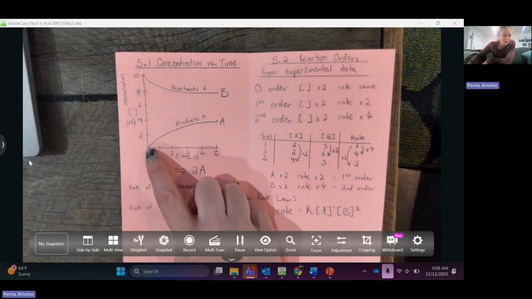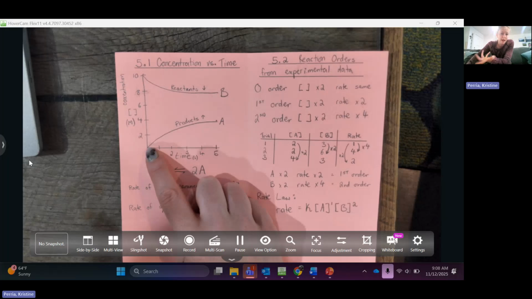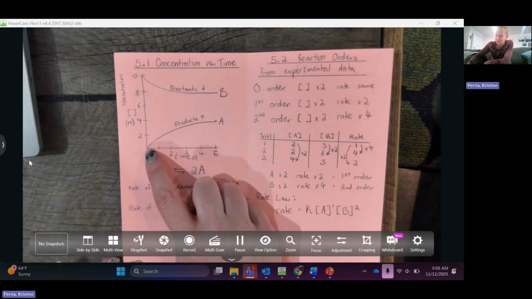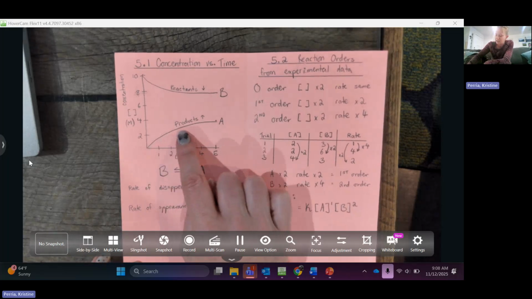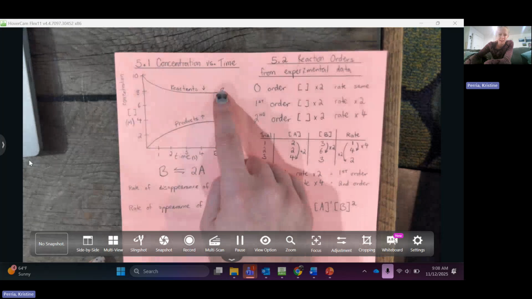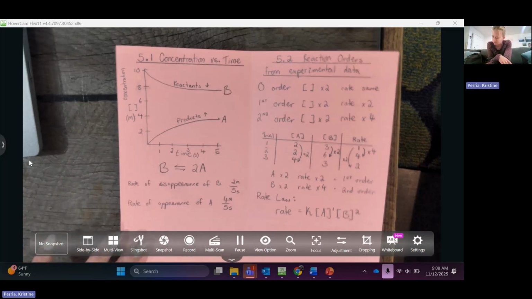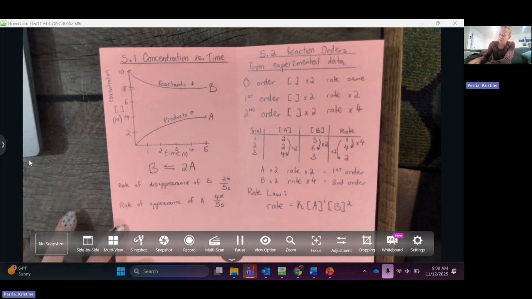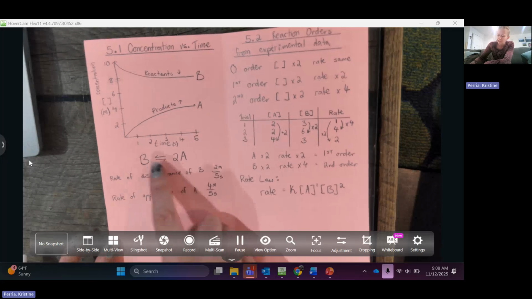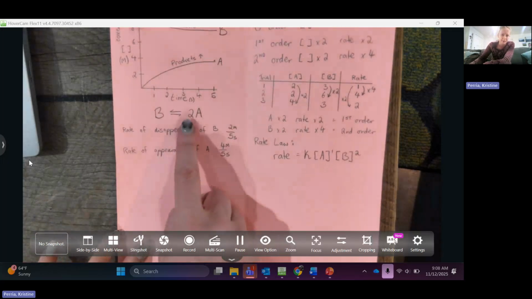And then the products, well, you don't start with those, right? Because they're the products. That's what you end with. And so you don't start with anything. It's down here at 0. And then as the reaction proceeds, we get more and more concentration until these lines are kind of straight. And that's when it's at equilibrium. We'll learn more about equilibrium in Unit 7. But for now, we're just sticking with this. Okay. So if you were to, well, actually, I can just skip this right here. I'm going to go down here and then we'll come back to this.